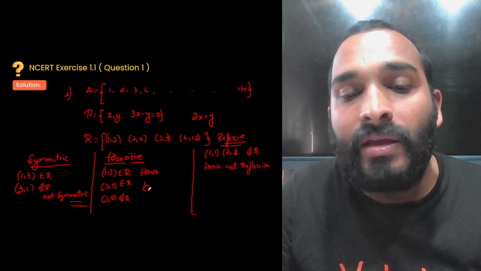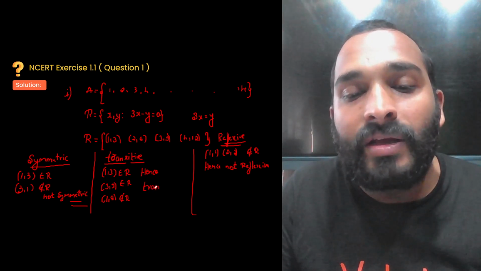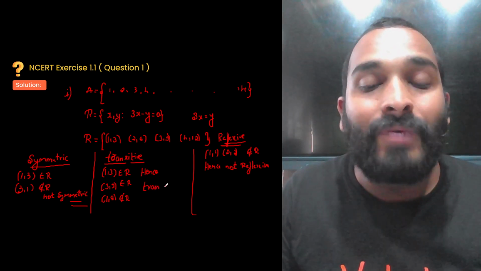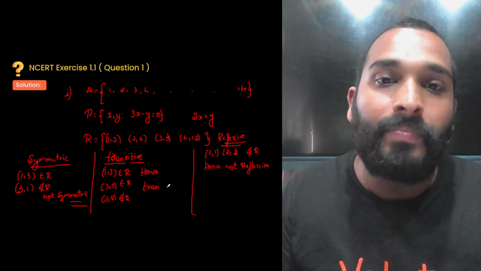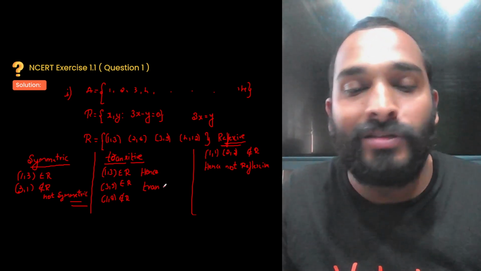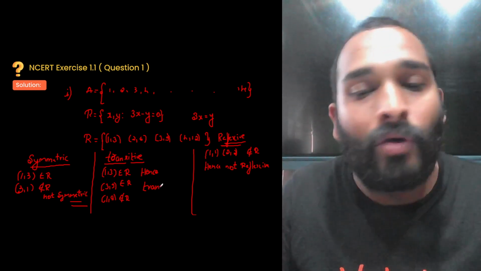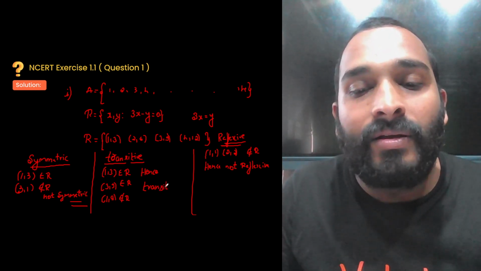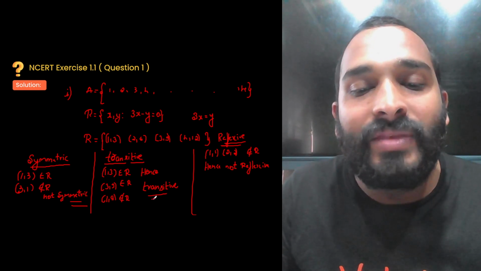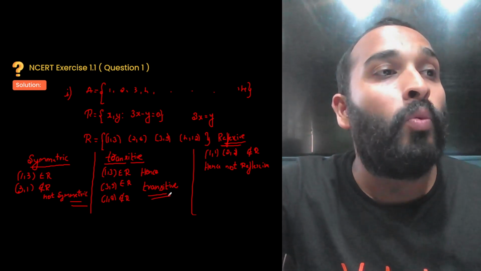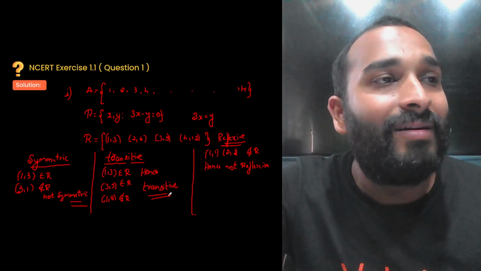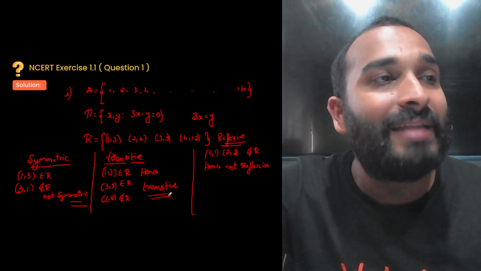See children, any relation which is symmetric, reflexive and transitive is called an equivalence relation, and if all three are satisfied, then only you call it equivalence relation. Here it is neither reflexive nor symmetric nor transitive. Understanding, children? Is this clear? Yes, we have solved the first sub question under your NCERT exercise 1.1. Is that clear? Yes. So shall we go for the second sub question now?